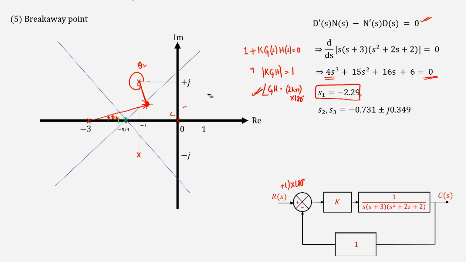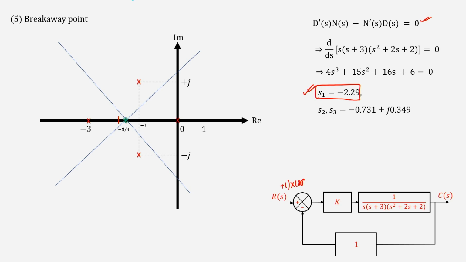You will find that this point will not be on the root locus. It will not come out to be an odd multiple of 180 degrees. Okay. So, which means directly now you can conclude, since minus 0.731 plus j 0.349 is not on the root locus, its conjugate will also not be on the root locus, right. So, therefore, the only breakaway point that we have is this, and this is that point, minus 2.29.